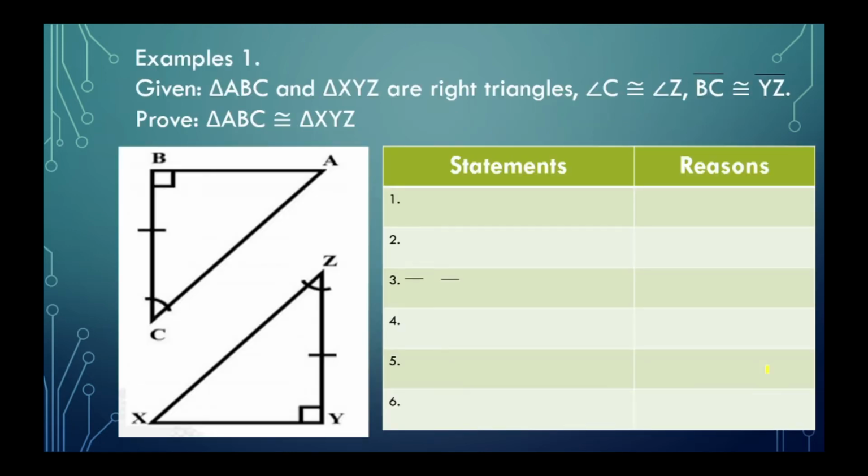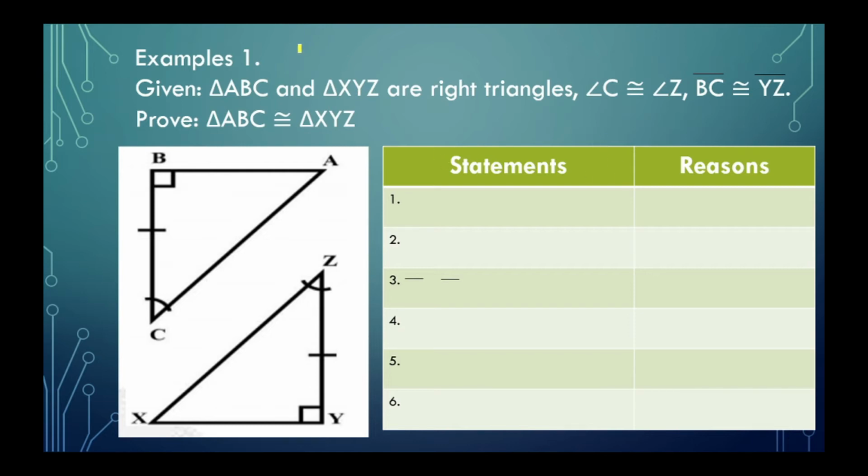Proving using a two-column proof. So, remember, a two-column proof is the statements and the reasons. All of your statements will be written in this column, while all the reasons coming from the definitions, the theorems, the postulates will be written on this column. So, this is a two-column proof proving two triangles are congruent.